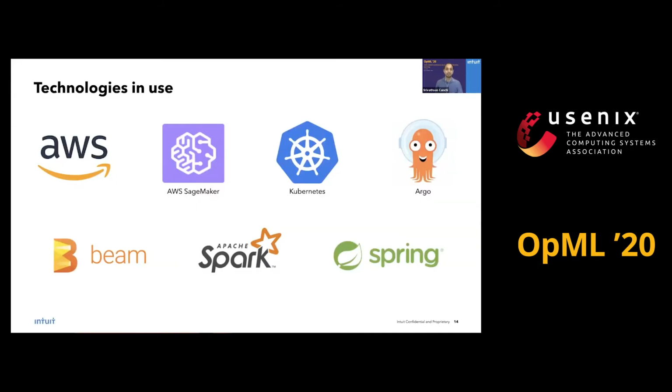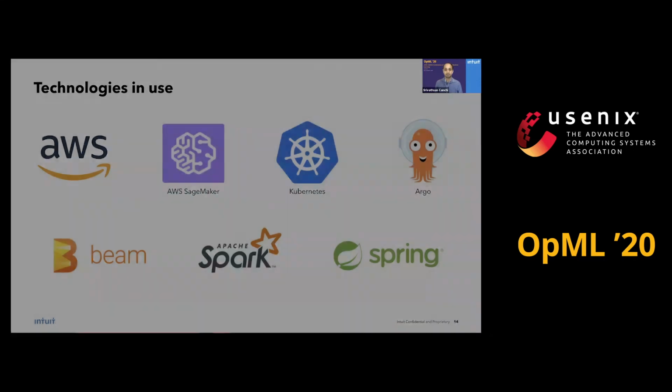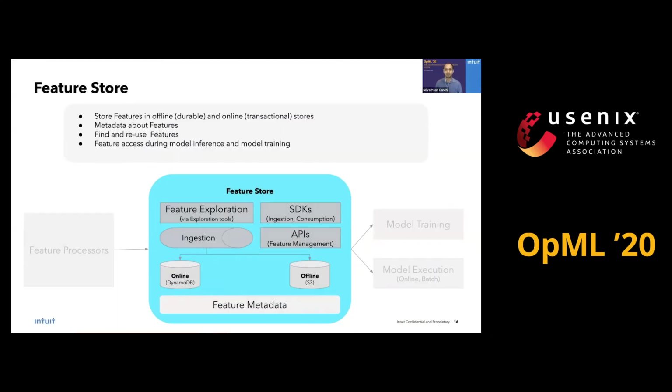The ML platform is built on a host of technologies. We are entirely in AWS, and we leverage AWS SageMaker for a lot of our inference and training use cases. And our workflows are orchestrated using Kubeflow and Argo. We use Beam and Spark for data processing in feature engineering and feature processing. And we have a number of Spring services which enable us to build the control plane of the machine learning platform. Let's now talk about the feature store.